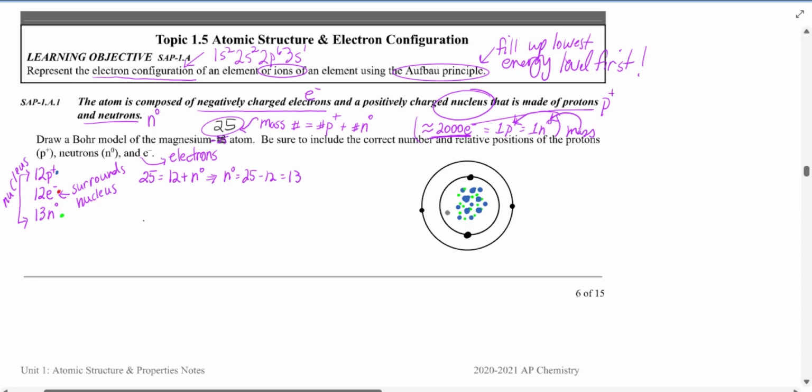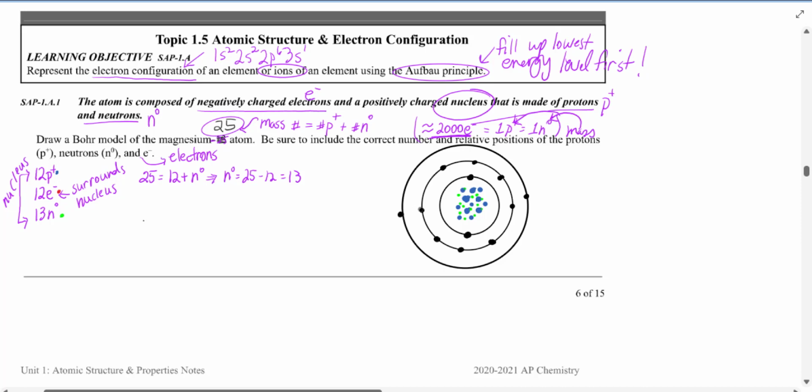So 1, 2, 3, 4, 5, 6, and we've got a total of 12. So 2, 4, 6, 8, 7, 8, and now we've got a third energy level. And we've got a total of 10 electrons right now. So those last 2 are going to go in the third energy level.